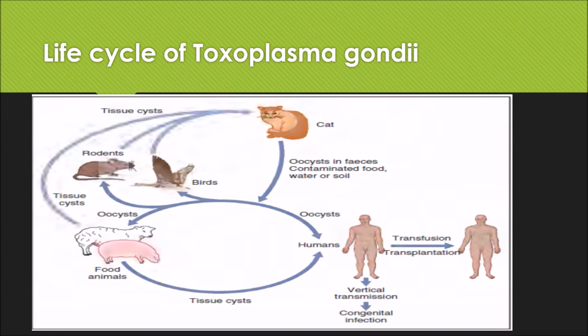This diagram shows the life cycle of Toxoplasma gondii, and as you can see in this diagram, the cat here is the definitive host, and it excretes oocysts in the feces, and it either contaminates food, water, or soil. And intermediate hosts, rodents, mice, birds, and livestock are infested.